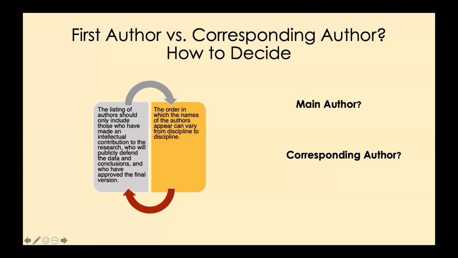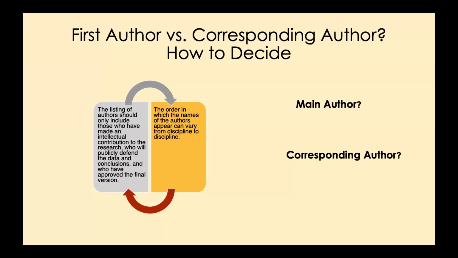This is one of the issues. This is not a big issue actually. It's what we call things that are always discussed. Who is going to be the first author? Who is going to be the corresponding author? How to decide? Okay. First thing before we decide this, we have to make sure that all authors involved in the article have already made an intellectual contribution to the research, who will publicly defend the data, the conclusion, and who have approved the final version.